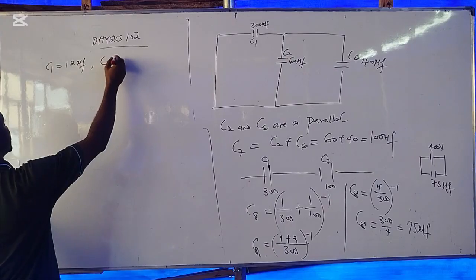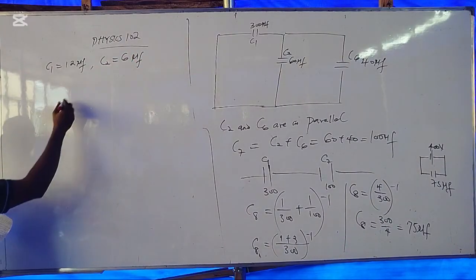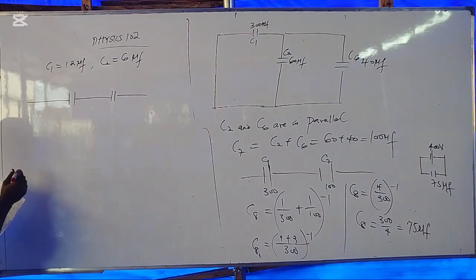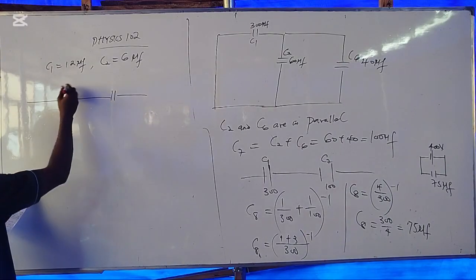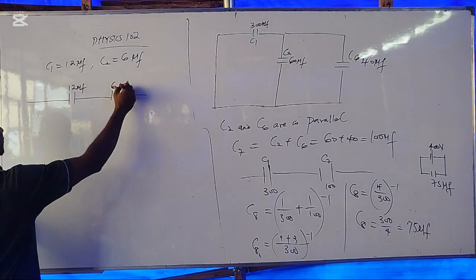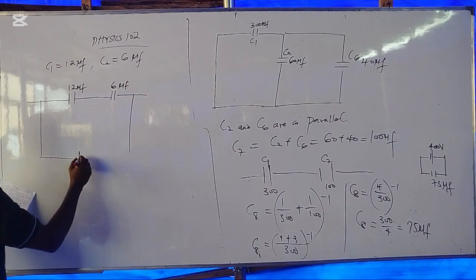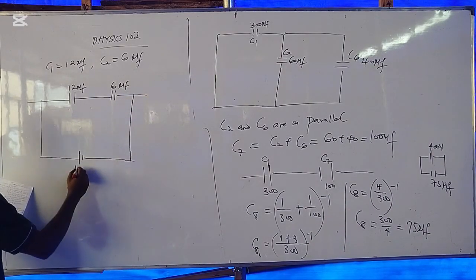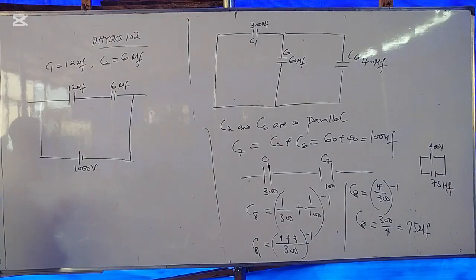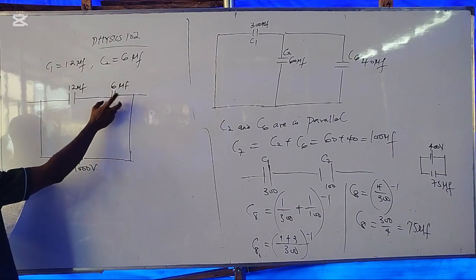What's that C2? 6 microfarad. They are in series. So we have this connected to this in series, right? Is it not? So what is it? Here we have 12 microfarad. Here is 6 microfarad. Connected to an external battery, Abi. Are you following? Of 1000 volts. Are you following? Since they are in series, that means the charge on this is the same charge on this.